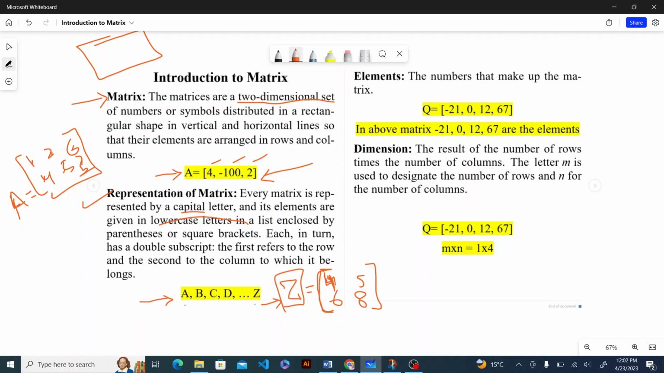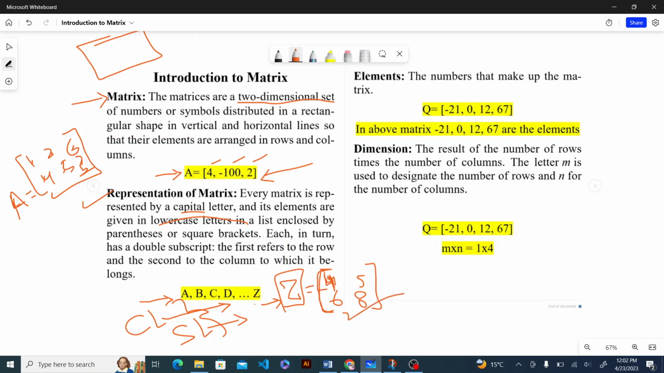The elements which a matrix contains can be numbers or symbols. Here symbols means letters, and the letters will always be small letters. As I told you in the sets chapter, sets are represented by capital letters and their elements are represented by small letters. Same rule is for matrices. Their names are always capital letters, and their elements will be small letters if the elements are letters or alphabets. If the elements are numbers, there is only one way to write them, that is digits.